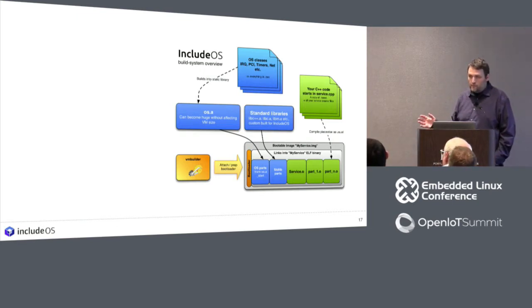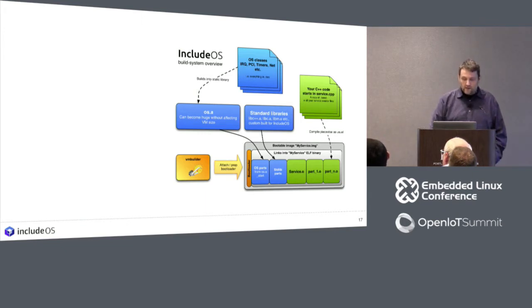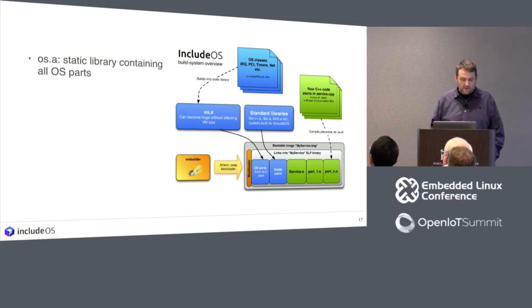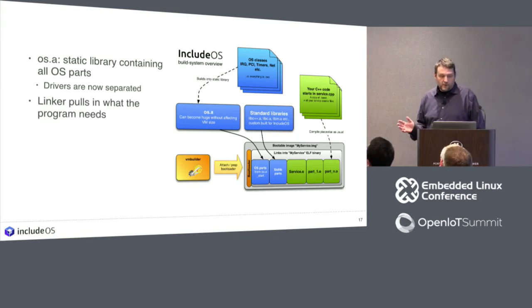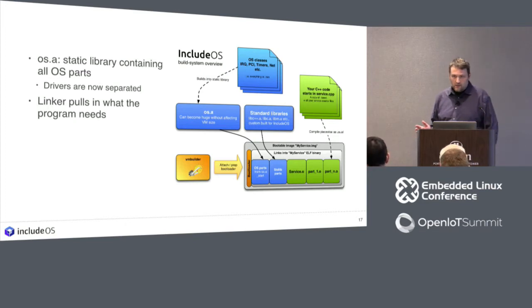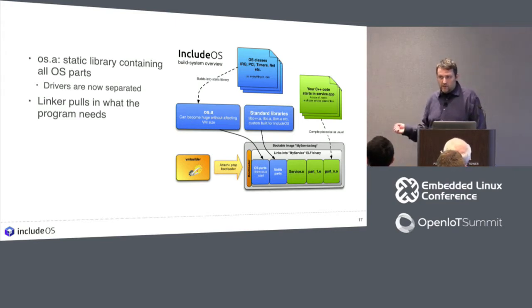And your program or service will pull in whatever it needs from this library. All the OS functionality is compiled into a static library. This contains everything in the operating system, including drivers, but they are in their own libraries, not in the os.a file. At link time, the linker pulls in just what the program needs. So if you write an HTTP server, but not an HTTP client, you get the functions dealing with serving HTTP, but not about getting HTTP.